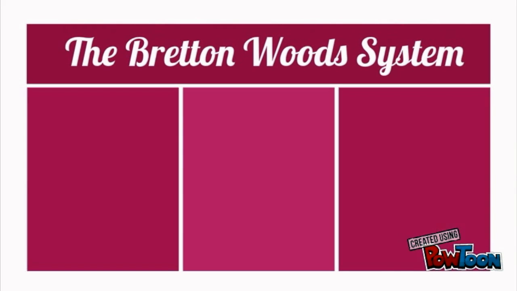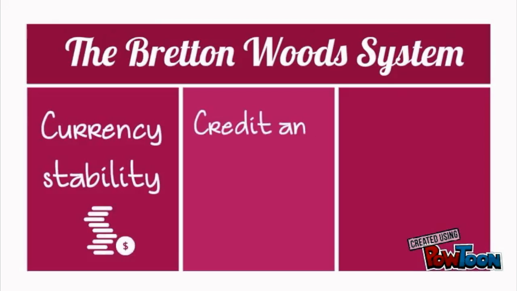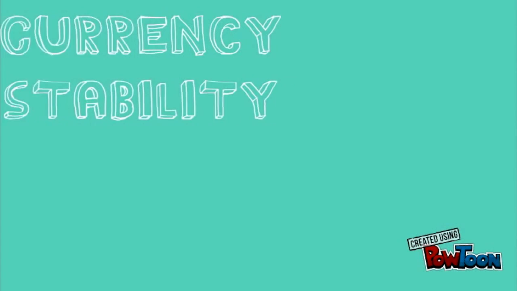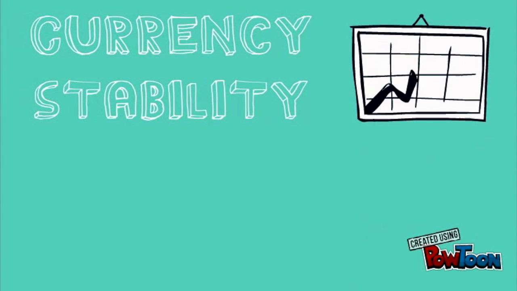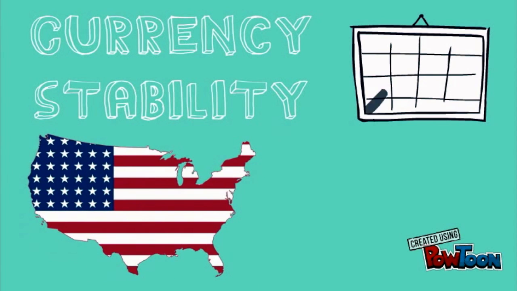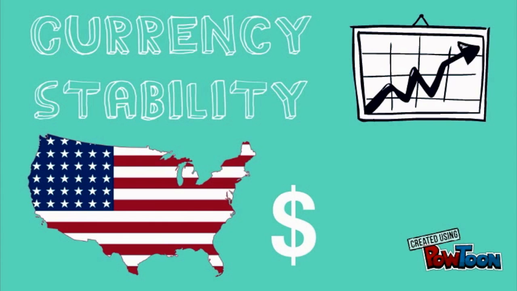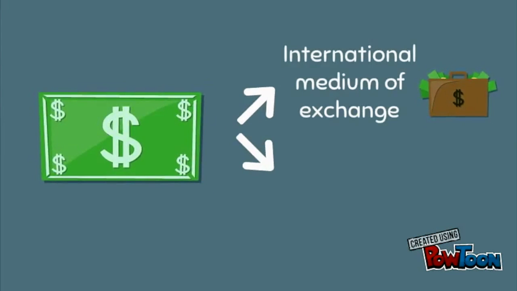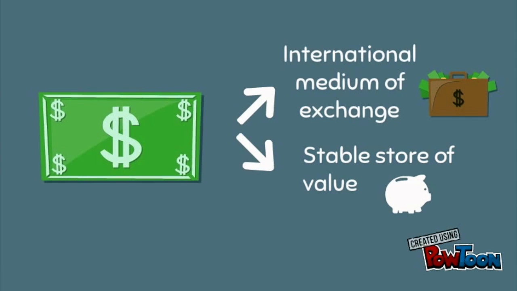The Bretton Woods system was based on three main pillars: currency stability, credit and financial institutions, and promotion of freer international trade and investment. Currency stability was regarded as a precondition for the stable expansion of international trade. Due to the dominance of the United States economy, the system established fixed rates based on the dollar as the underlying principle for monetary stability. This is what we know as the adjustable peg system. The dollar was therefore accepted both as an international medium of exchange and a stable store of value.